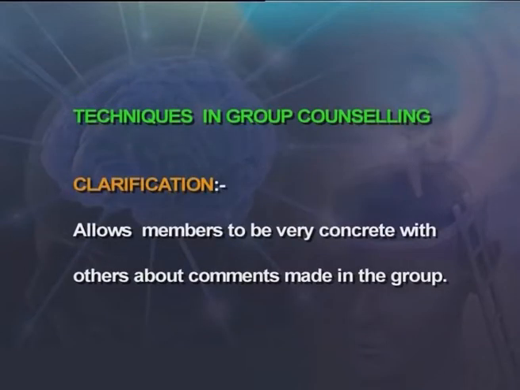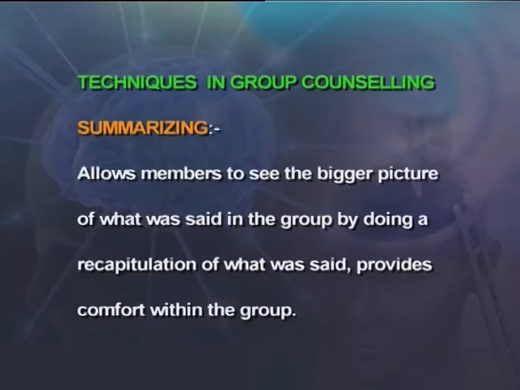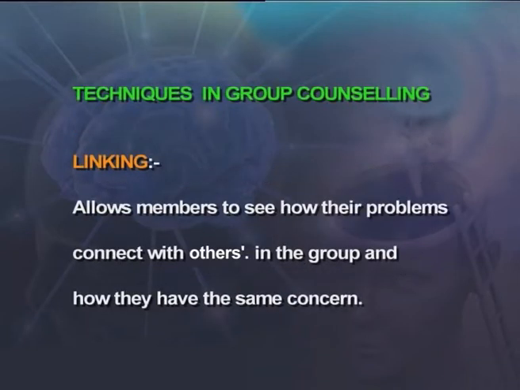Clarification allows members to be very concrete with others about comments made in the group. Summarizing allows members to see the bigger picture of what was said in the group by doing a recapitulation of what was said, provides comfort within the group. Linking allows members to see how their problems connect with others in the group and how they have the same concern.